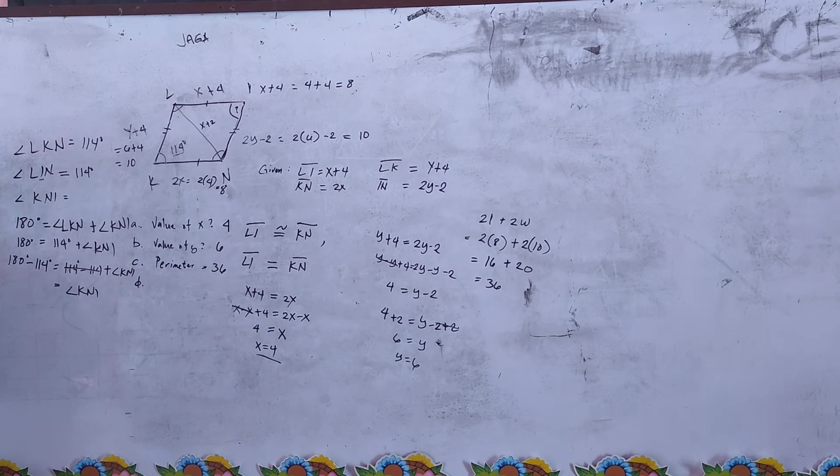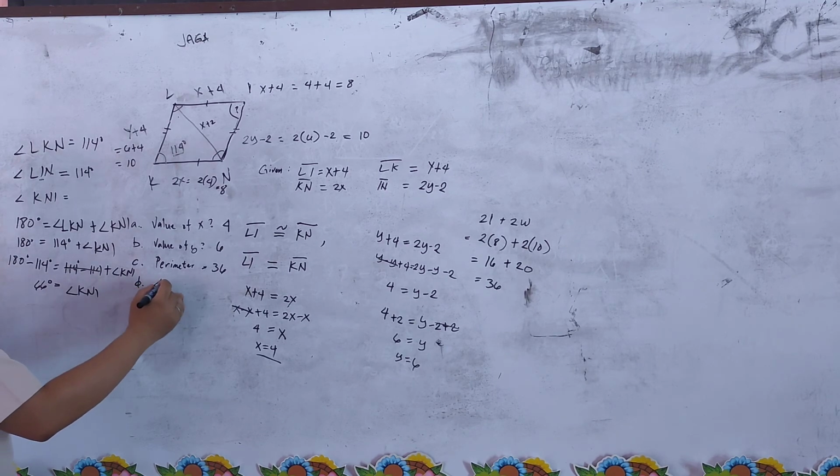Ilan dyan? 180 minus 114. Sige daw, i-try daw. 66 degrees. So, nakuha na dyan. 66. So, yung angle natin is 66.